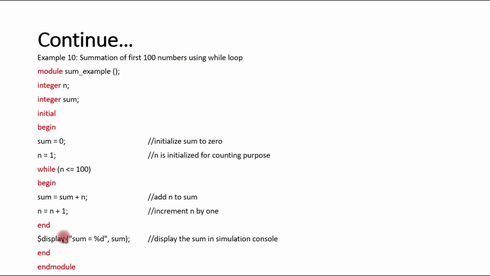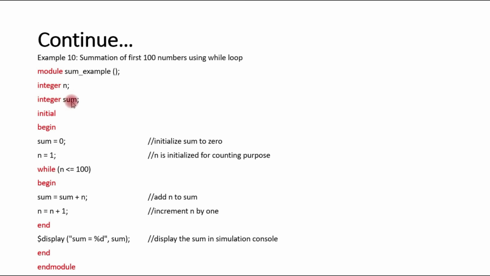So Verilog program is given here. Module, that is reserved keyword, module name sum underscore example, and here we are adding the first 100 numbers using while loop. So in while loop we have to define a condition here. For defining this condition we have to define a variable, that is n variable, and it should be an integer type. Integer is also a register data type.